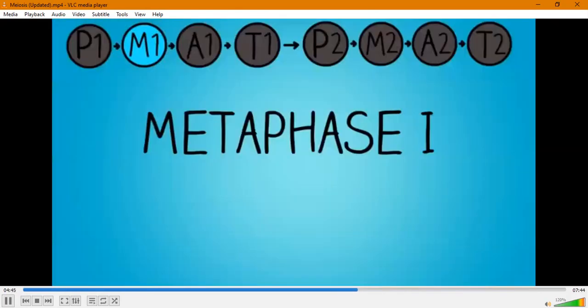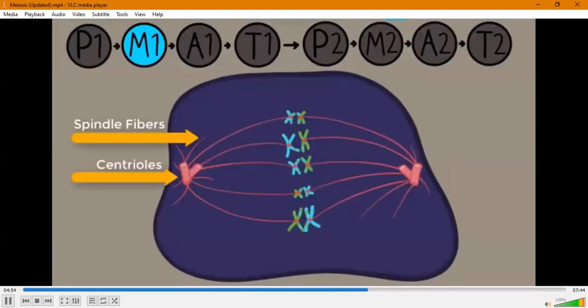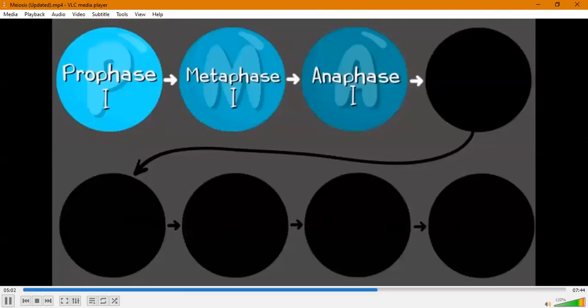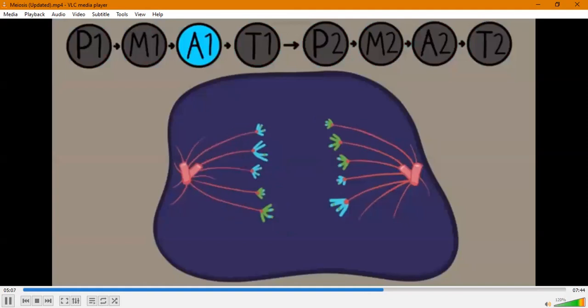In metaphase 1, think of the M as standing for middle. The chromosomes are now going to be in the middle of the cell. It's a little bit different, though, from mitosis because these chromosomes are going to be in pairs in the middle of the cell. So it's not a single file line. They're in pairs in the middle. Now, during anaphase 1, think of A for away, because the chromosomes are going to be pulled away by the spindle fibers.